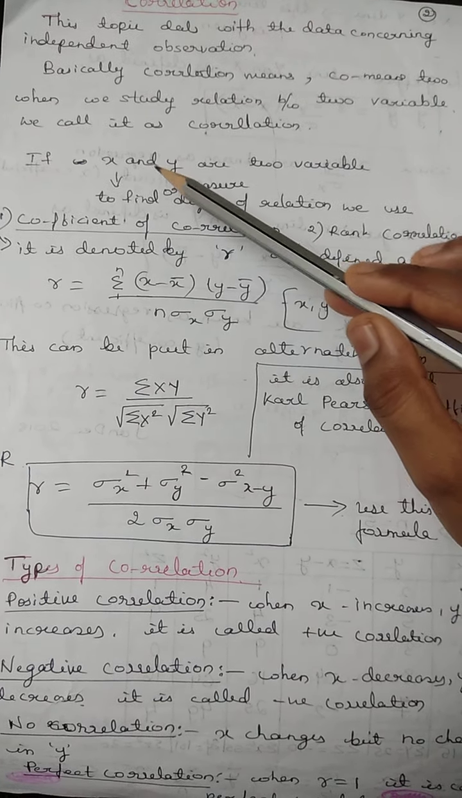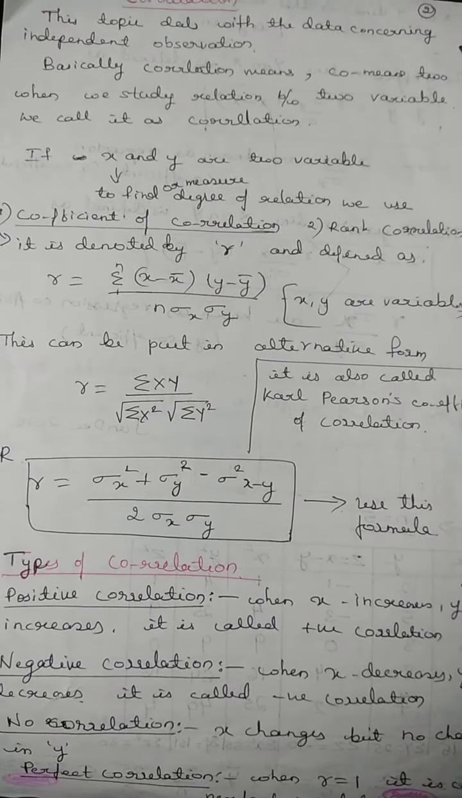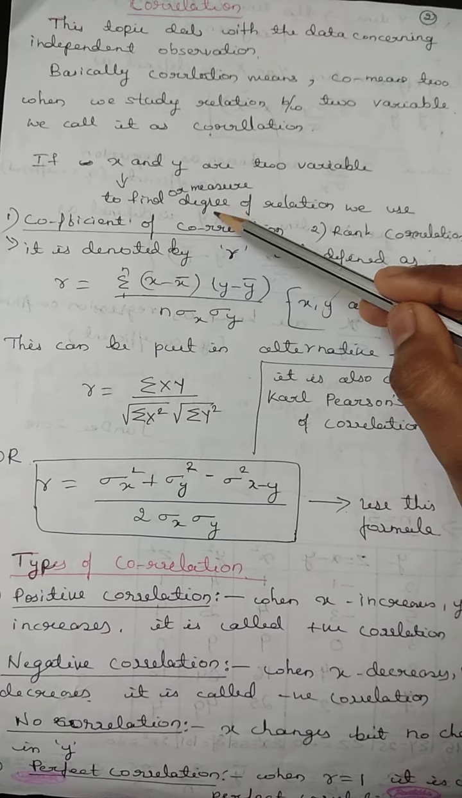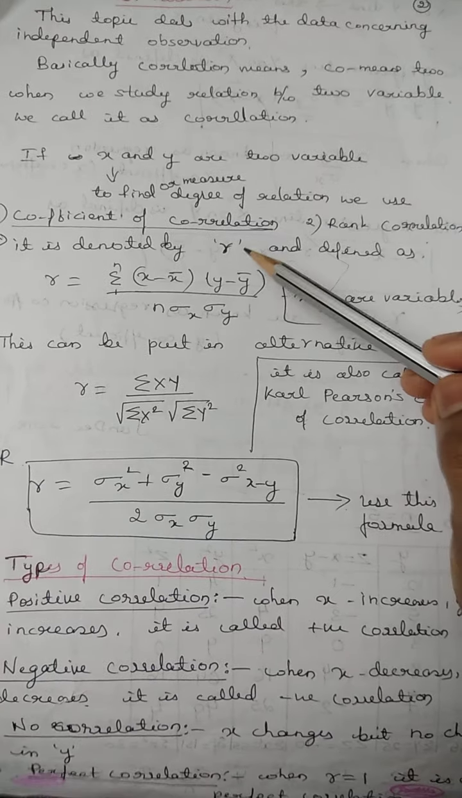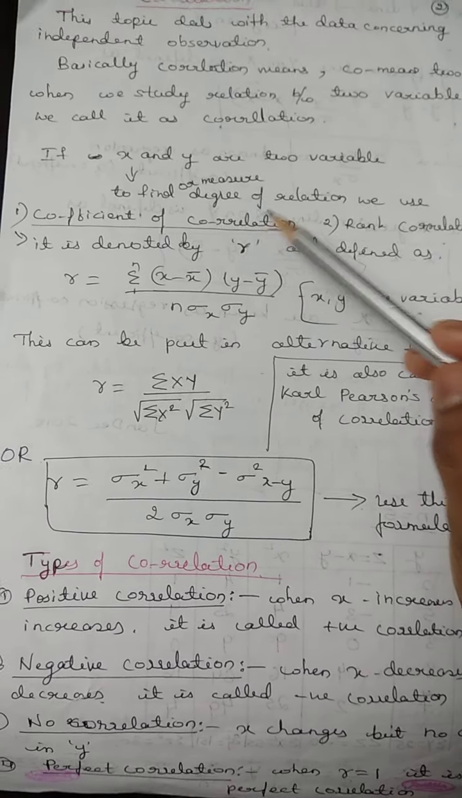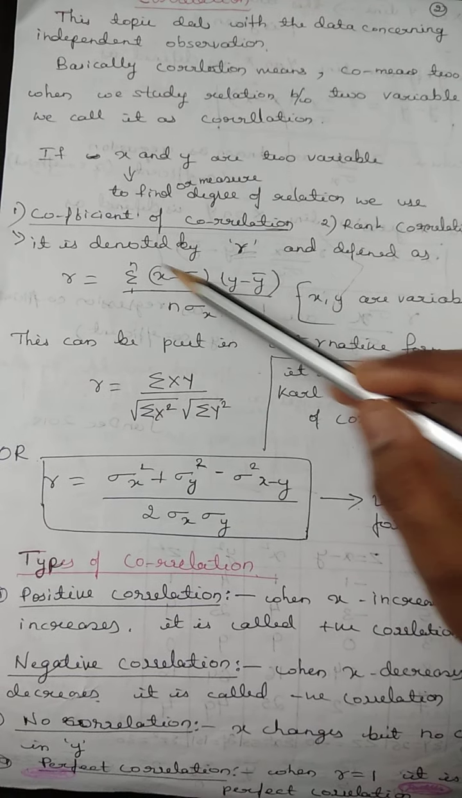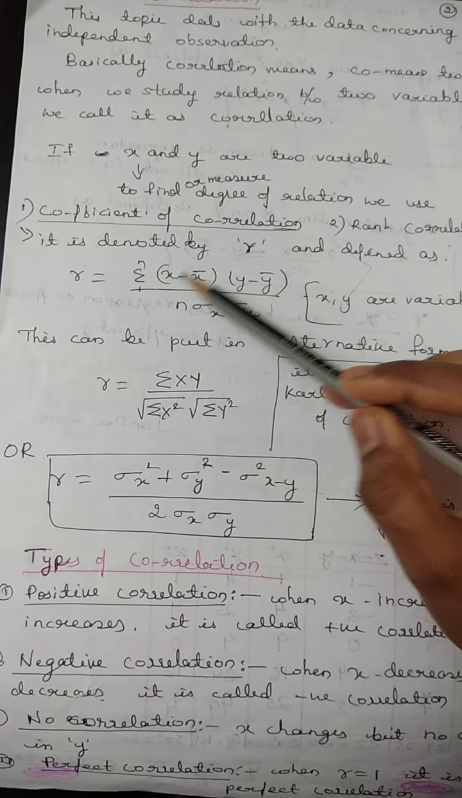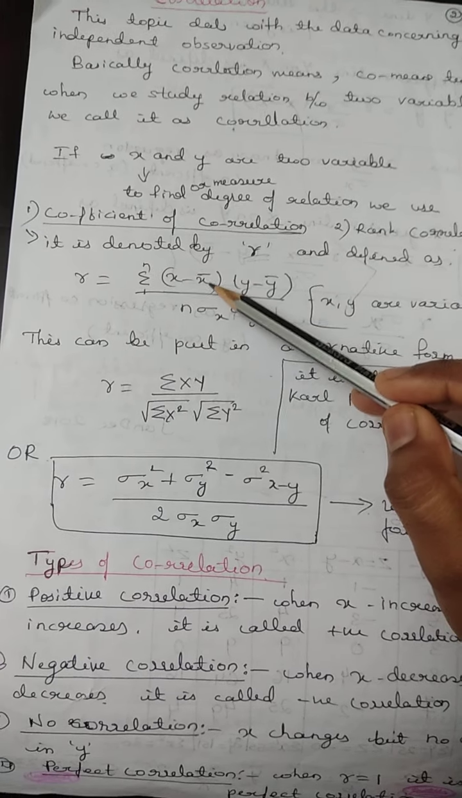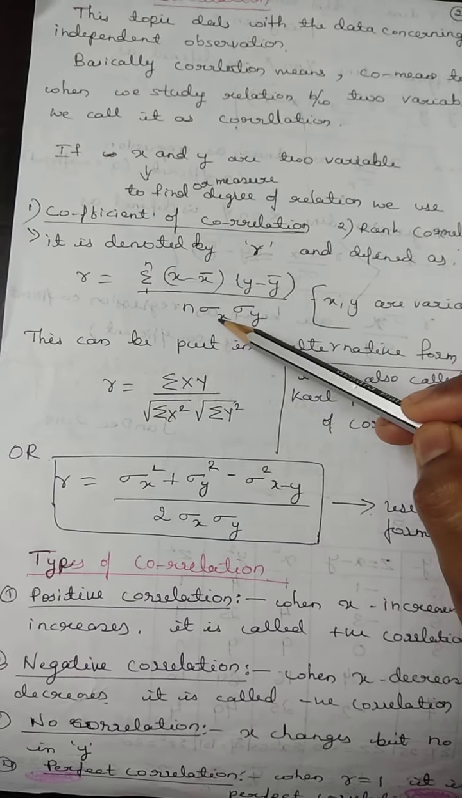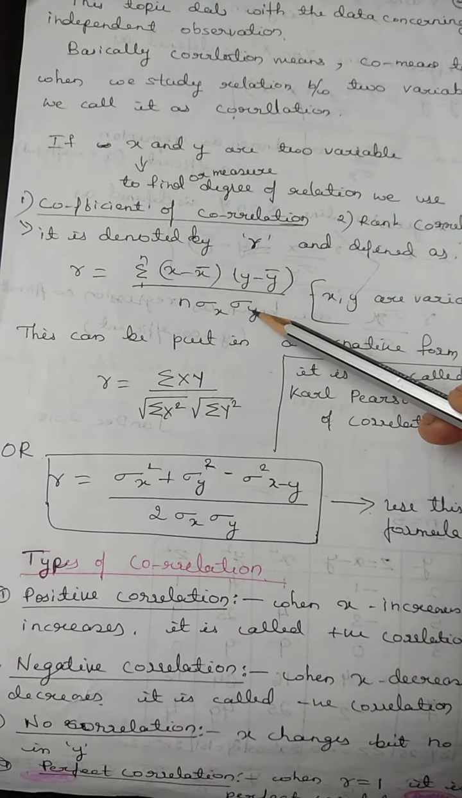Okay. Suppose if x and y are two variables, to find or to measure degree of relation, we use coefficient of correlation. Okay. And it is denoted by the symbol r. And how to define it? Summation from 1 to n (x minus x bar) into (y minus y bar) upon n into sigma x and sigma y.